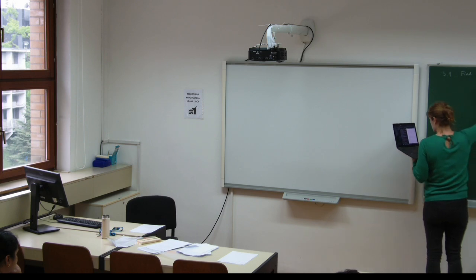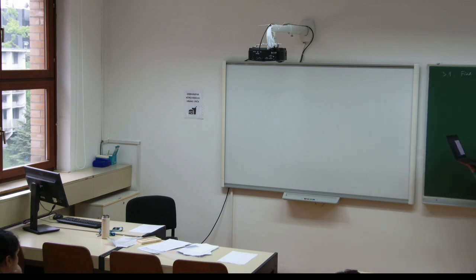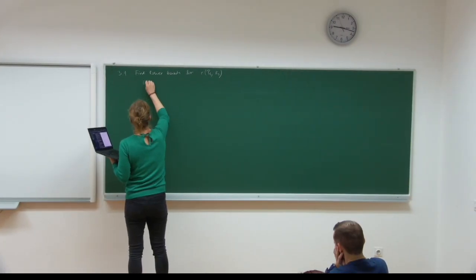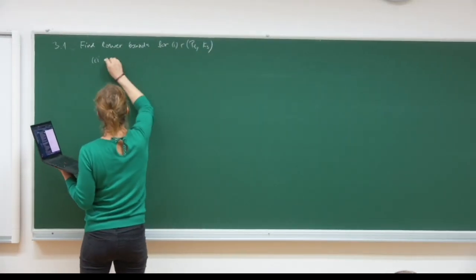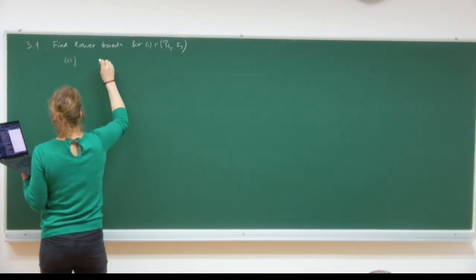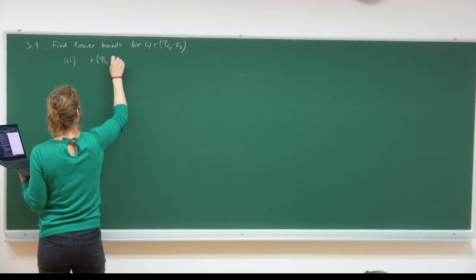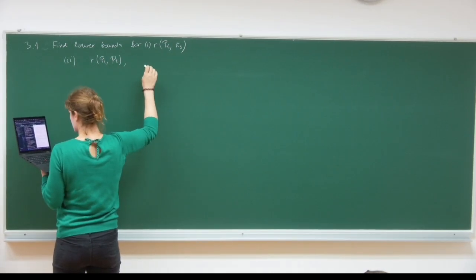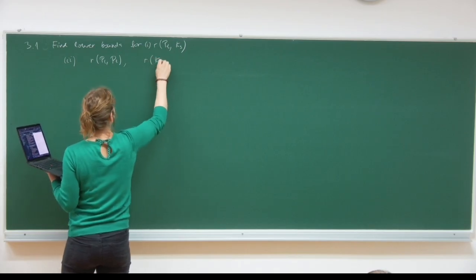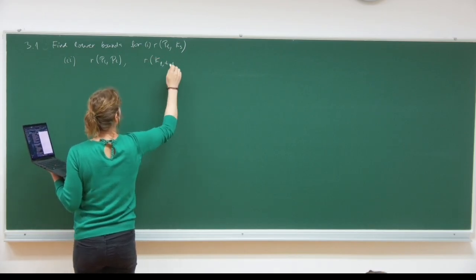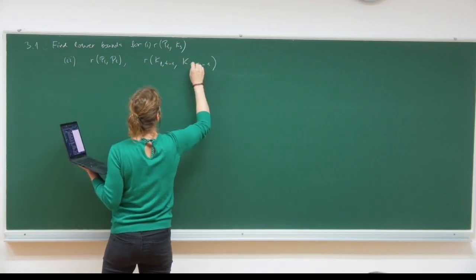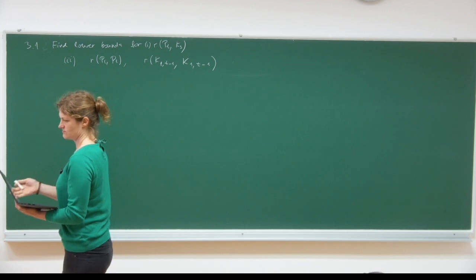For the Ramsey number of path versus complete graph, then path versus path, and maybe star versus star. So this is K_{1,t-1} versus K_{1,t-1}. I'll explain this.